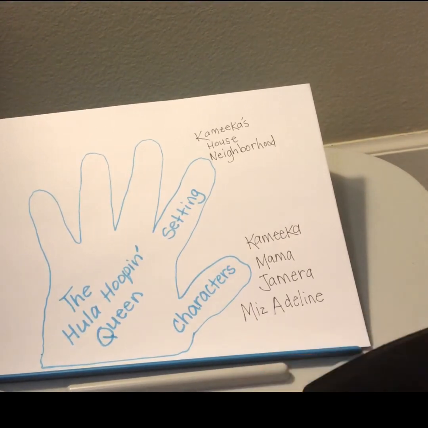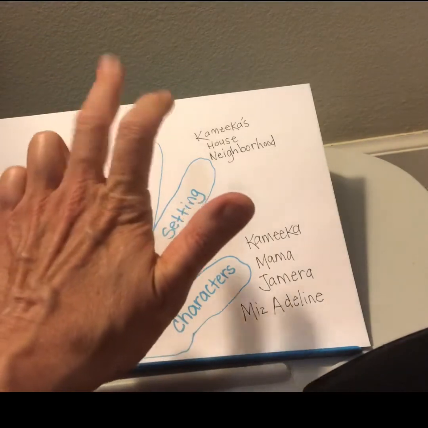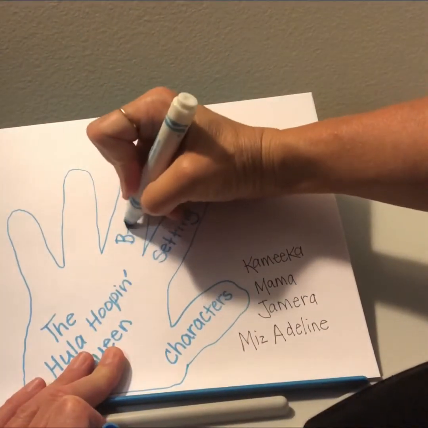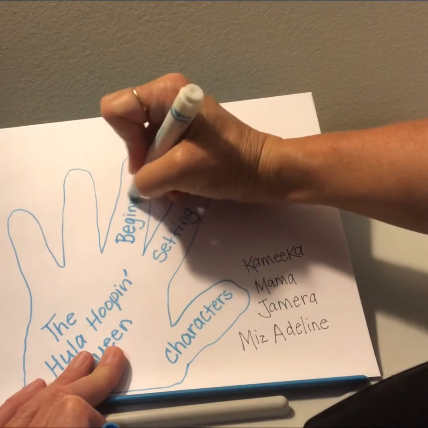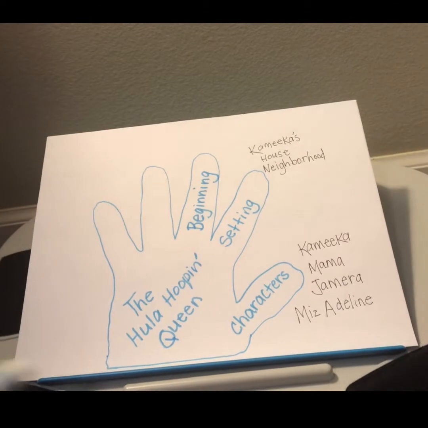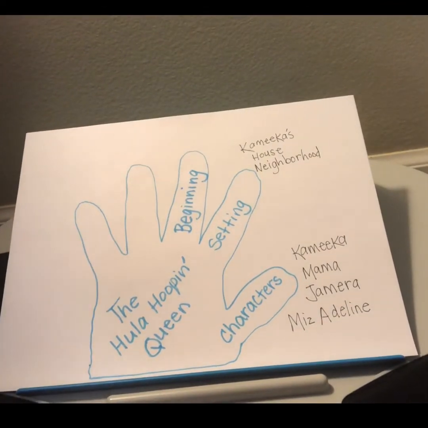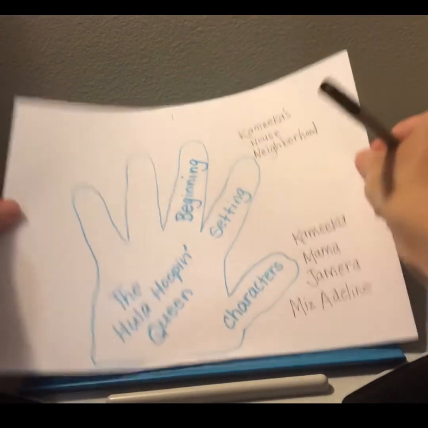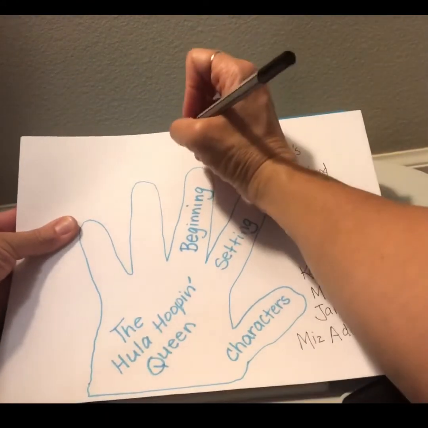All right, so far we have the characters, the setting, and now we need the beginning of the story. So I'm going to write beginning. And I'm going to put a few things. Remember, we can't tell the entire story. We can only put the main events. So in the beginning of the story, let's scoot this down a little bit.